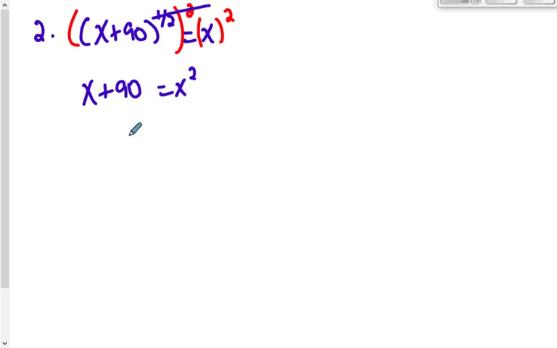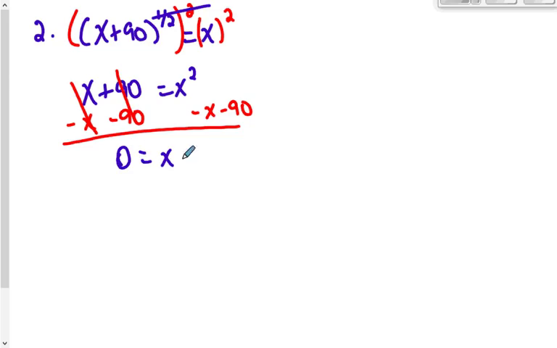Now what? Nope. I just squared both sides right here. You gotta take the 90 away from. Move everything to the right. Subtract X, subtract 90. Subtract X, subtract 90. So I'm trying to solve it. So that's going to cancel. And I have 0 equals x squared minus x minus 90. Now what?